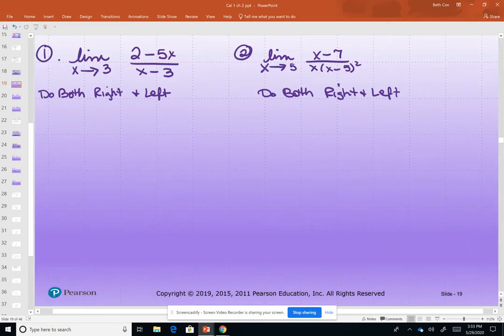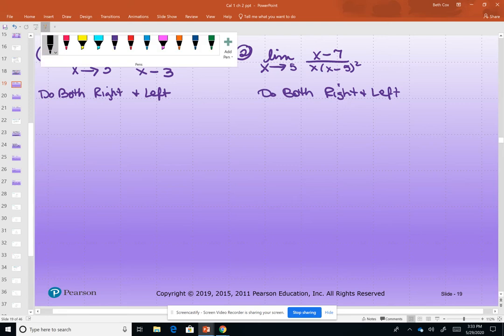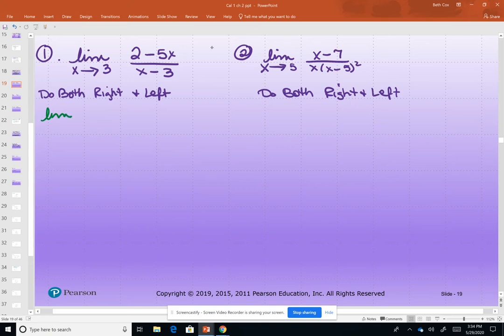All right, let's look at some examples of this. Here we have the limit as x goes to 3 of 2 minus 5x over x minus 3. We're going to do both the right and the left-hand limit here. Both the right and the left-hand limit. So the limit as x approaches 3 from the right.